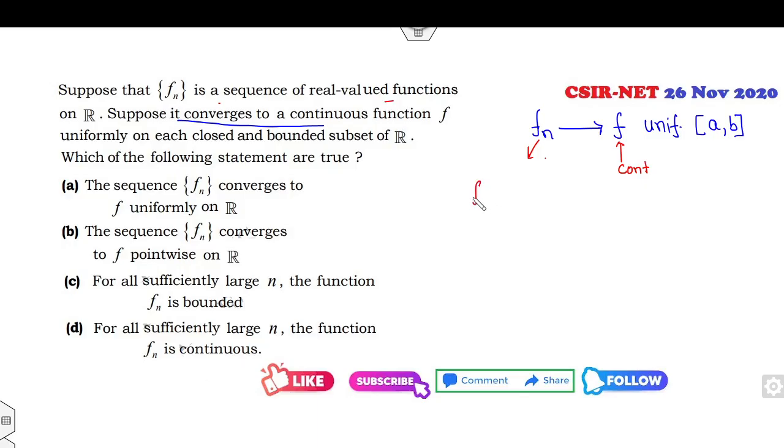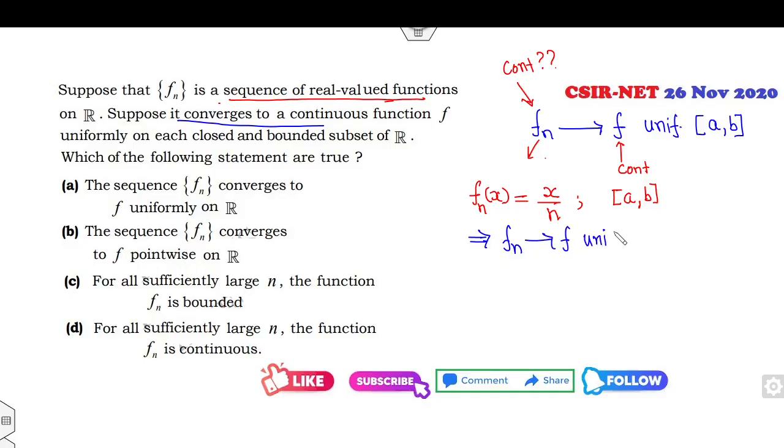Okay, on the closed interval, I can define the sequences. Look at that. Is Fn continuous or not? It is not given to you. They are only a sequence of real valued functions. I can define the sequence x over n on the closed interval a comma b. So clearly this Fn converges to f uniformly on the closed interval, because the supremum of x over n goes to 0 over this closed interval. Now this property is satisfied.